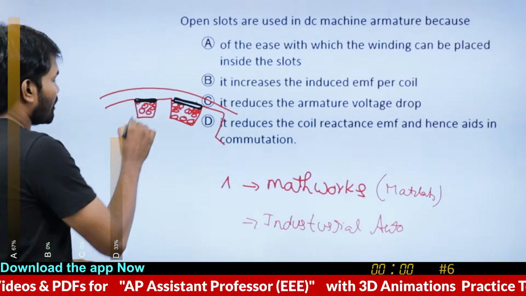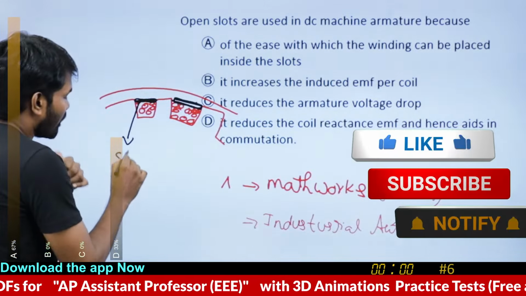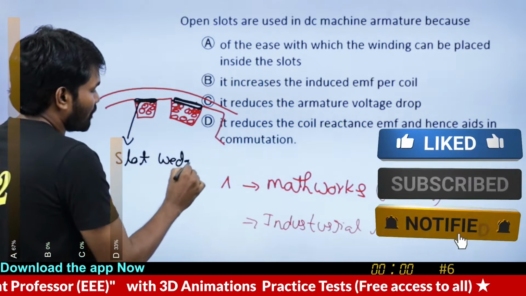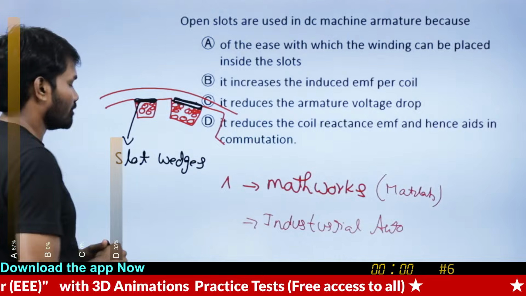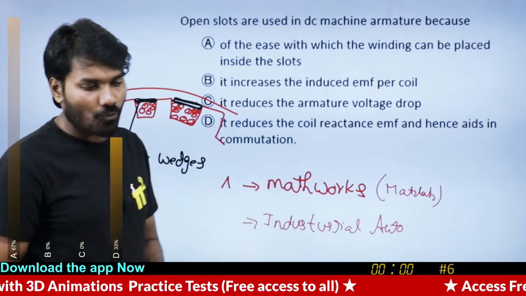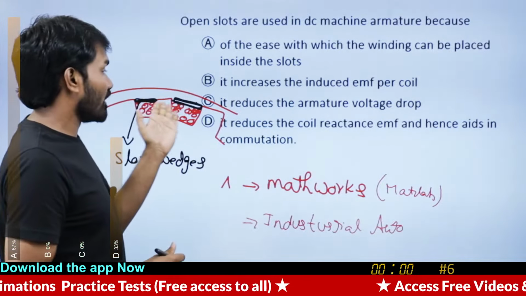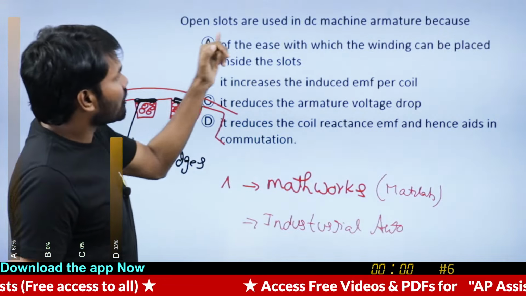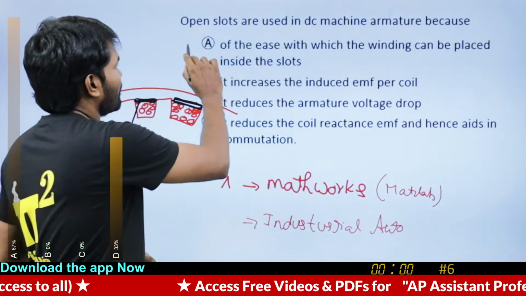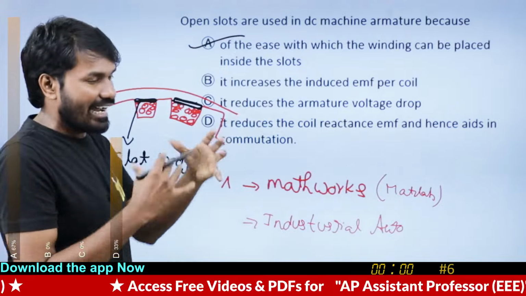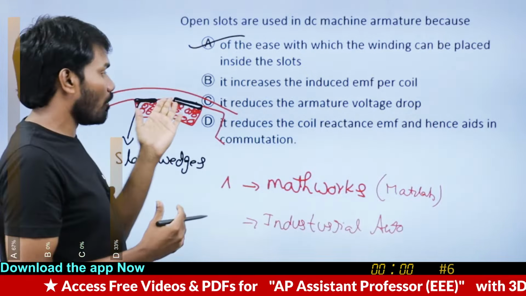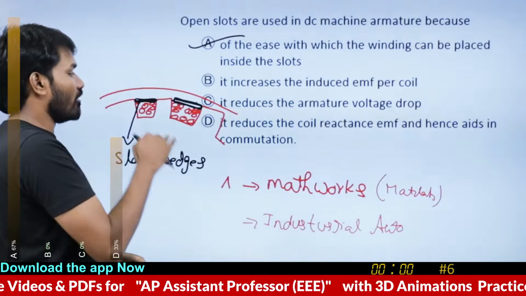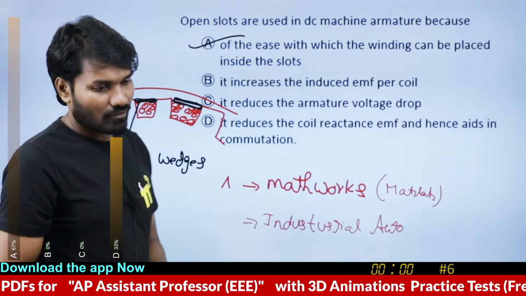That's called as slot wedges. What is that? Slot wedges are used so that it won't come out in case of open slots. Okay, so we are using open slots because yes, it is easy handling the winding if you are having open slots. But to address these problems, we are using slot wedges.